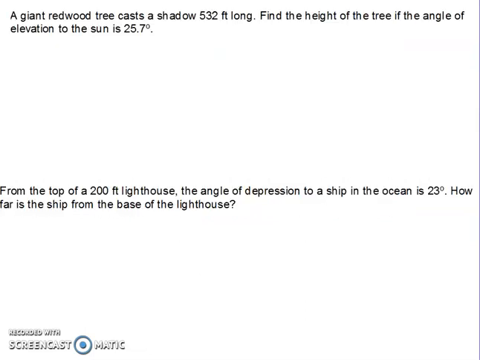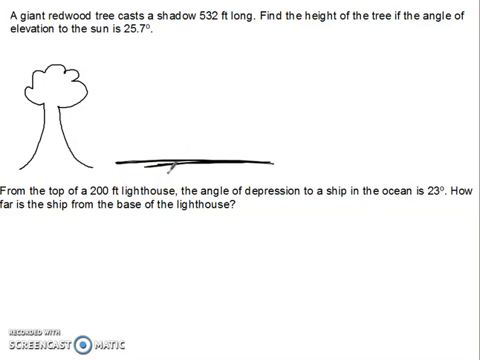So here we have a giant redwood tree. So I'm going to draw my tree, casting a shadow that is 532 feet long. And we are asked to find the height of the tree if the angle of elevation to the sun is 25.7 degrees. So that means from the end of my shadow, we are going to elevate up to the sun. So the shadow is going to be my horizontal. We hit the top of the tree because that's what creates the shadow, and then the sun would be somewhere up here. So here is my triangle.